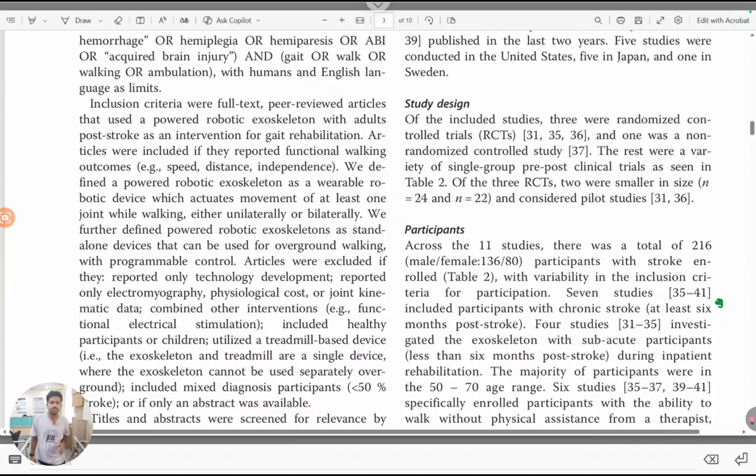Articles were excluded if they reported only technology development, reported only electromyography, physiological cost, or joint kinematic data, combined other interventions, for example functional electrical stimulation, included healthy participants or children, utilized a treadmill-based device where the exoskeleton and treadmill are a single device and the exoskeleton cannot be used separately overground, or included mixed diagnosis participants with less than 50% stroke.